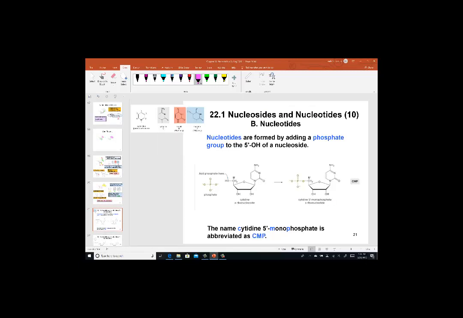Nucleosides and nucleotides. All right, let's keep going. Just really adding that third component into this structure, which would be the phosphate group. So nucleotides, hear that T there? The nucleotides are formed by adding a phosphate group to the 5' hydroxyl of a nucleoside. So let's take a look at this structure here. We have cytidine. Notice that I don't hear deoxy, so I know that the OH is present on carbon 2 of the sugar. At carbon number 1 is the glycosidic linkage that leads to the base.